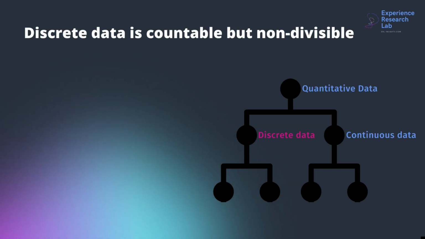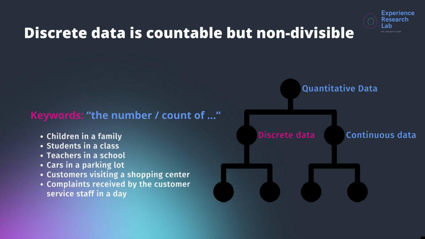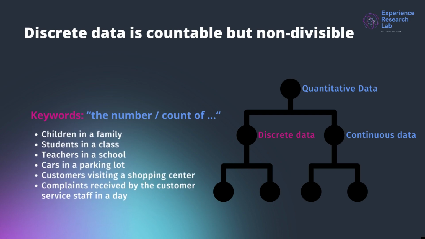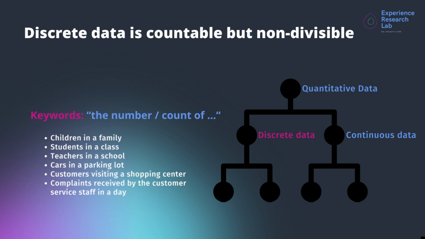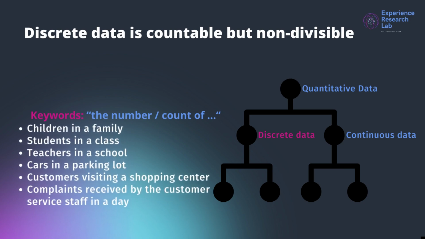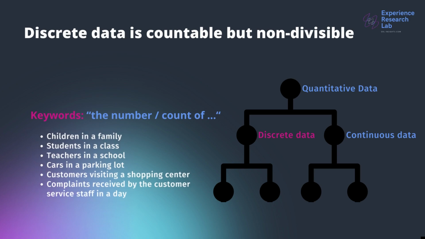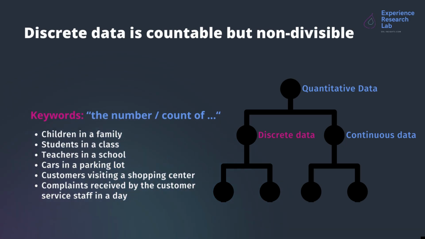Discrete data has noticeable gaps between values, and these values are often integers that are countable but non-divisible. The easiest way to identify discrete data is by listening to the keywords used. Generally speaking, when someone says the number of or the count of, it usually indicates discrete data. Some of the examples are number of children in a family, number of students in a class, number of teachers in a school, number of cars in a parking lot, number of customers visiting a shopping center, and number of complaints received by the customer in a day.